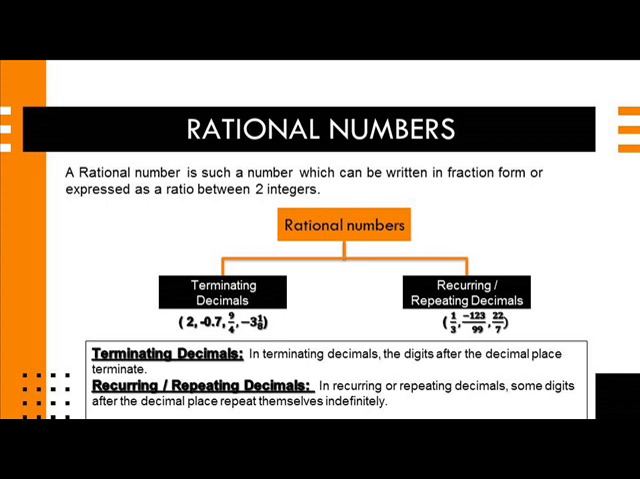In recurring or repeating decimals, some digits after the decimal place repeat themselves indefinitely, as we have 1 over 3 that is equal to 0.33333 and so on. So as the digits after the decimal place are repeating themselves indefinitely, that's why 1 over 3 is an example of recurring or repeating decimals.